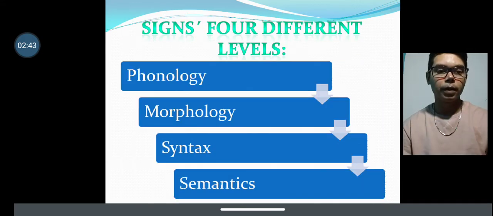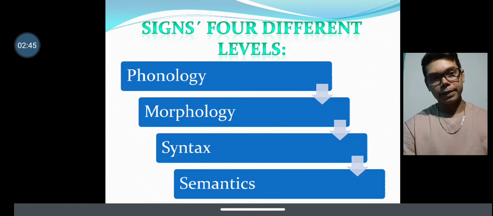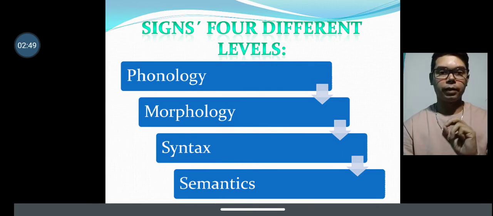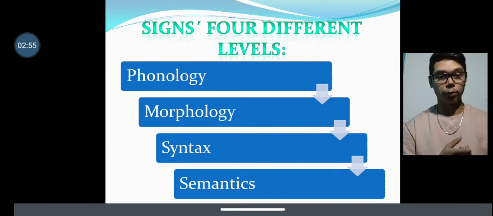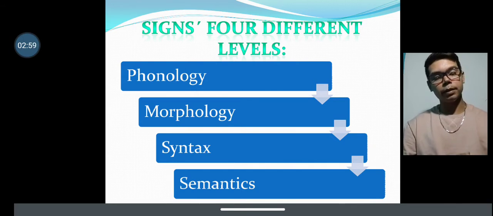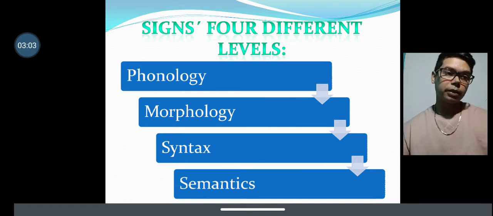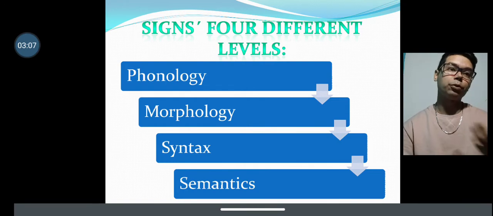Luego, we will find that there are four different levels in linguistics. Encontramos que en la lingüística vamos a encontrar cuatro niveles diferentes. First of all, we have phonology, we have morphology, we have syntax, and we have semantics. Tenemos la fonología, and phonology is the study of the sound and sound production, que es el estudio del sonido y la producción del sonido.